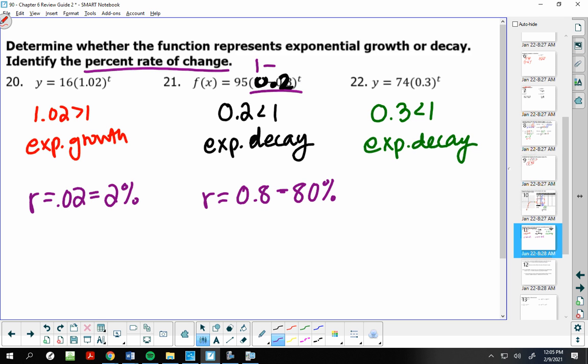Okay, what did I subtract from 1 to get to 0.3? 0.7. Yep. So R is 0.7, which is 70%. Okay, so your R value is not the parentheses. On the quiz, it's not 65%. It's 35%, because that's what you were subtracting from 1 to get to 65.